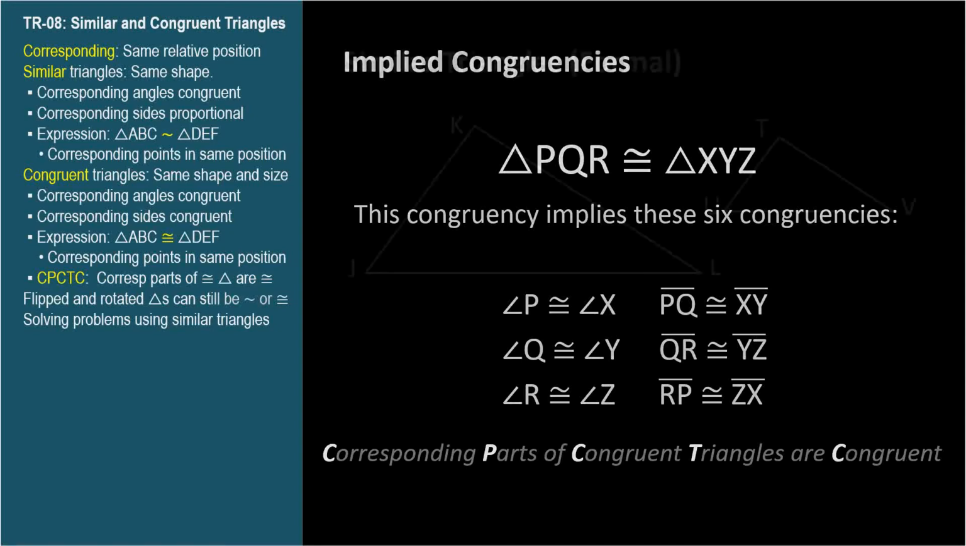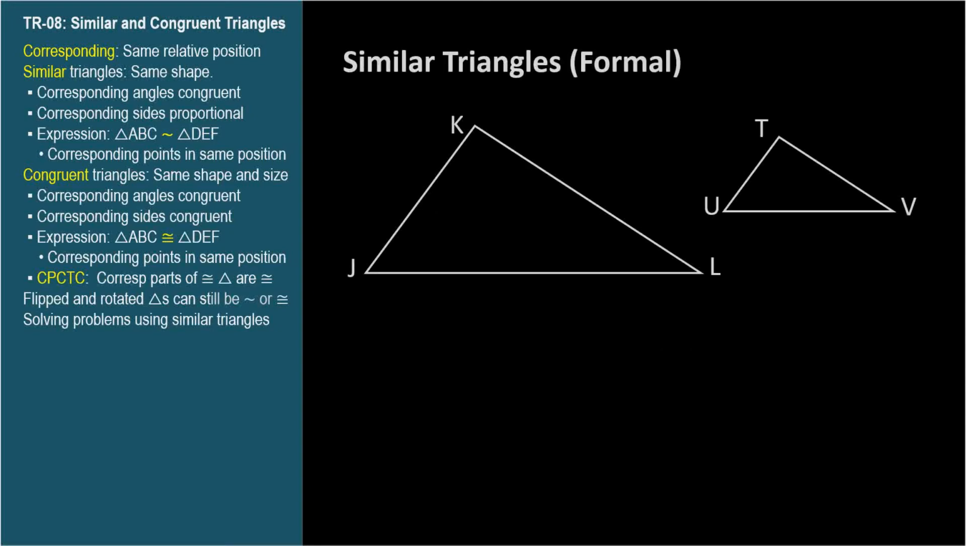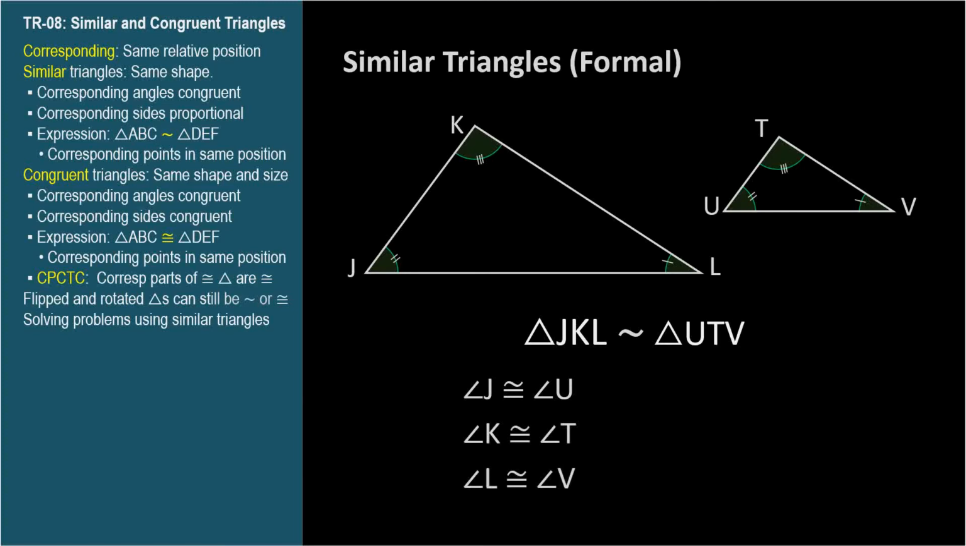Triangles with the same shape, but not necessarily the same size, are called similar. Here's the symbol for similar to. Triangle JKL is similar to triangle UTV. Corresponding angles should have the same relative position in similarity expressions too. Similar triangles will always have congruent corresponding angles, just like congruent triangles. For similar triangles, corresponding sides will have proportional lengths.